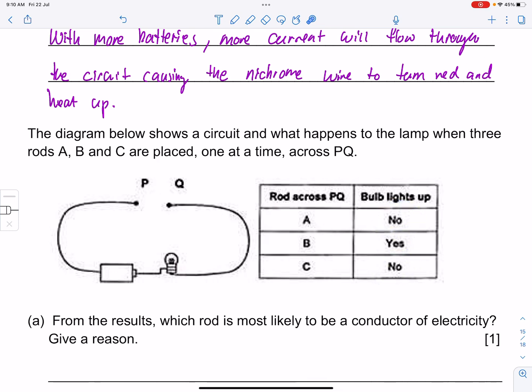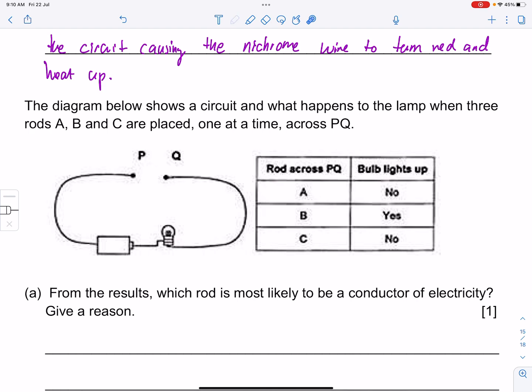So very straightforward. You know that for B, it lights up because there must be a complete circuit. So in order for it to be a complete circuit, B needs to be a conductor of electricity, right? So your answer would be B.